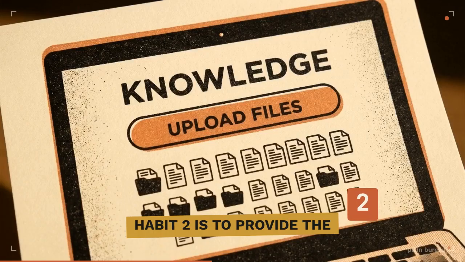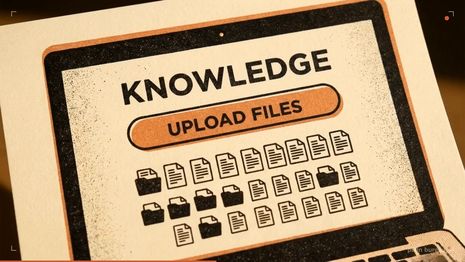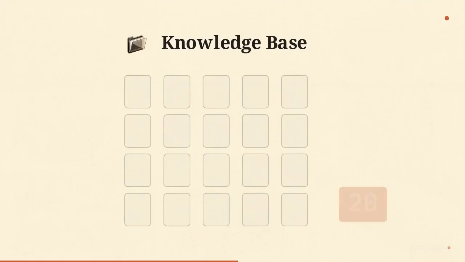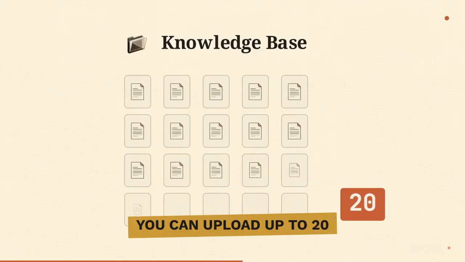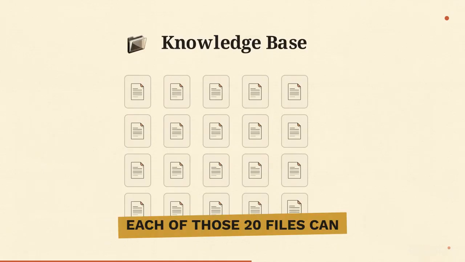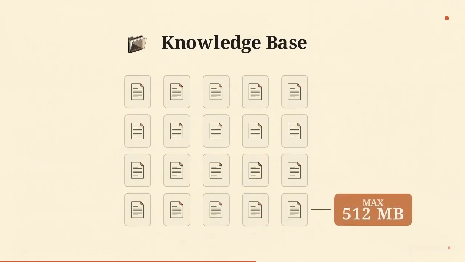Habit 2 is to provide the GPT with your own knowledge. Use the Knowledge section to upload your own documentation, like brand style guides, templates, or internal handbooks. This brings us to that key number, 20. You can upload up to 20 individual files to a single GPT. Each of those 20 files can be as large as half a gigabyte.